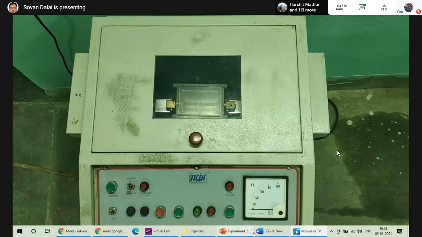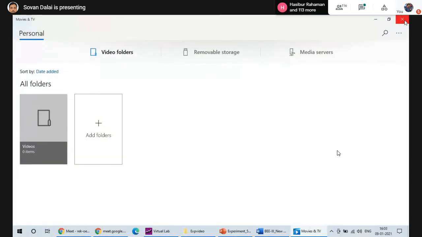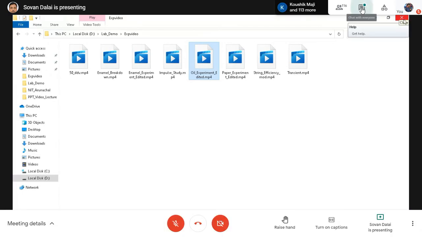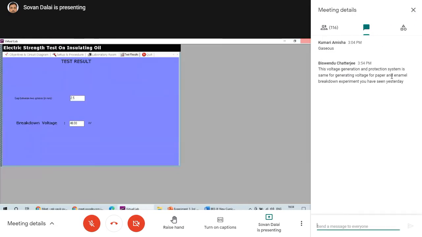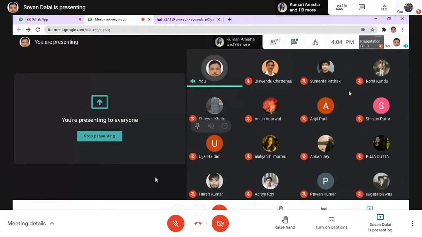Okay, so this is the whole discussion about how to measure the dielectric strength of the oil, because every utility, every company, every substation, every power station has this sort of test cell, because this is the preliminary test to judge the condition of the oil.